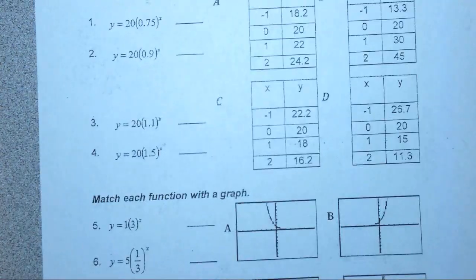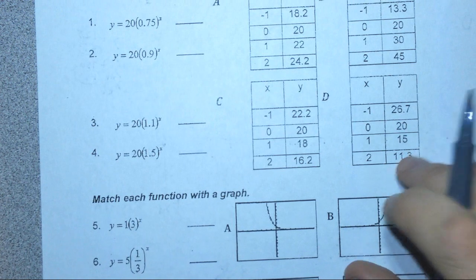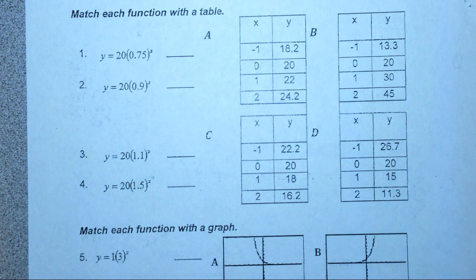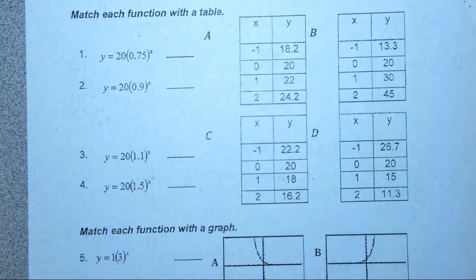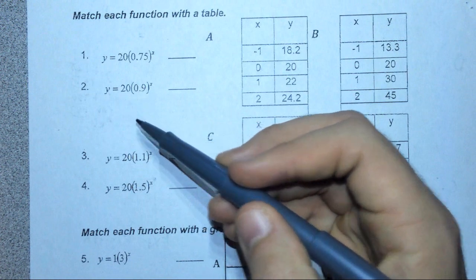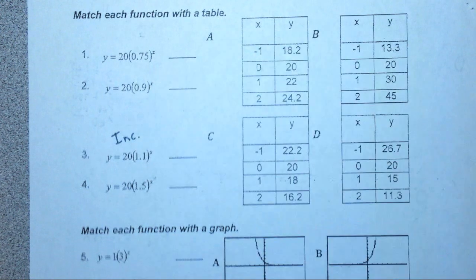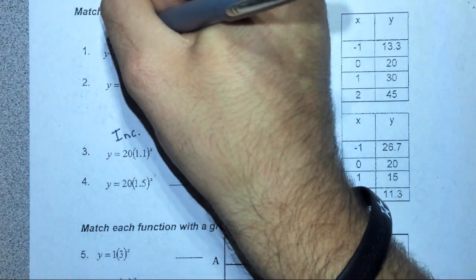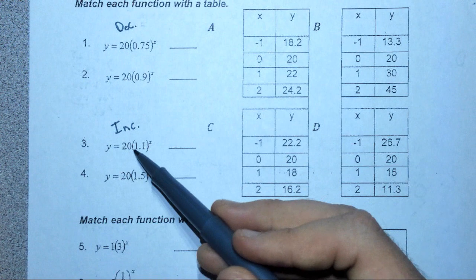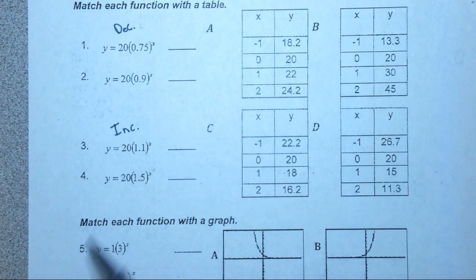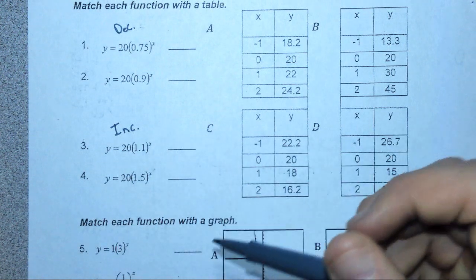All right, last page. We're in the home stretch. We're sprinting now. Here we go. I want to match each function to the table. Well, if I really wanted to, I could plug all of these into my calculator. I see they all start at 20. These two are going to be increasing, and these two are going to be decreasing, because this is bigger than 1, and these are smaller than 1.